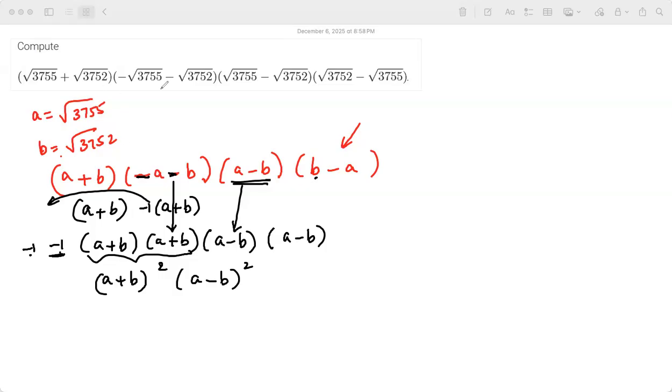Now all of it is in roots, right? So it's very easy for me. Let's see. What is a plus b the whole square? A square plus 2ab plus b square. Correct, guys?